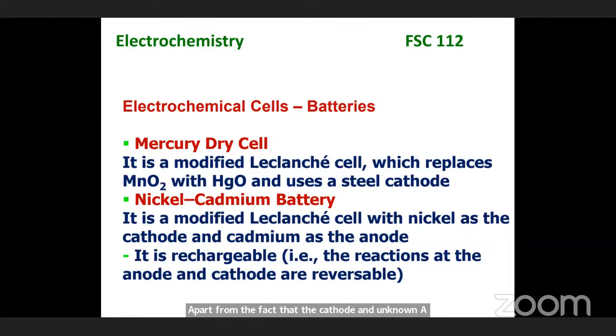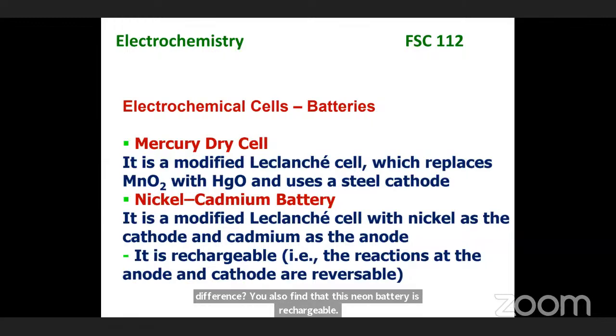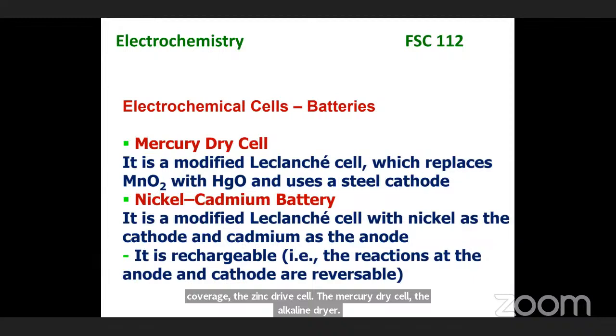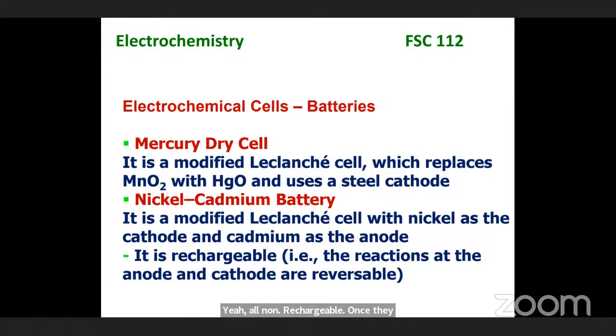Apart from the fact that the cathode and anode are different, you also find that this nickel cadmium battery is rechargeable. So that's the main difference between this and the first four that we've looked at. The lead storage, the zinc dry cell, the mercury dry cell, the alkaline dry cell, they are all non-rechargeable. Once they discharge, or as we say, once they die, but the correct term is discharge. Since you are in school, you use the correct term so that you won't be like an illiterate.